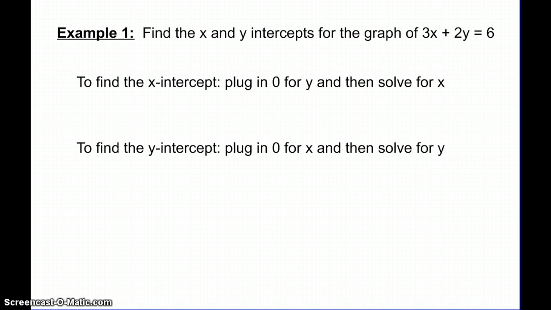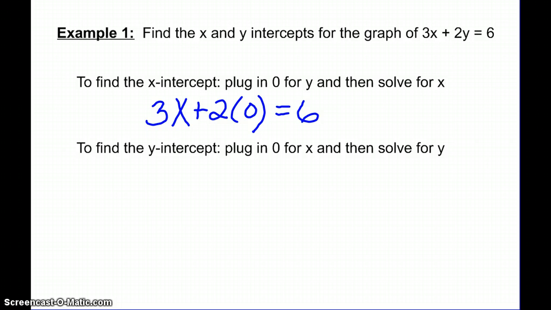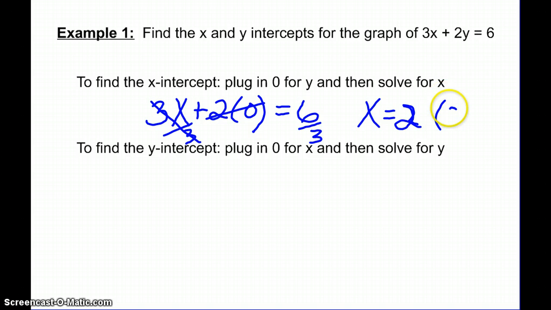So first of all, to find the x-intercept, what you do is you take the equation and you plug in a 0 for y. Because remember, if it's the x-intercept, it's the point where y is 0. So we plug in 0, and then we solve the equation for x. So in this case, 2 times 0 is just 0, so we're left with 3x equals 6. Divide both sides by 3, and that'll give you that x is 2. So the x-intercept is 2, or in other words, it's the point 2, comma 0, because when y is 0, x is 2.